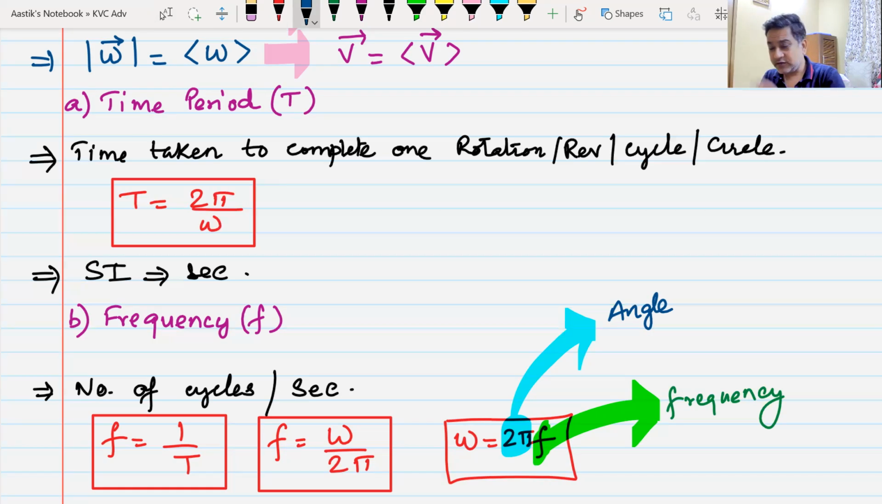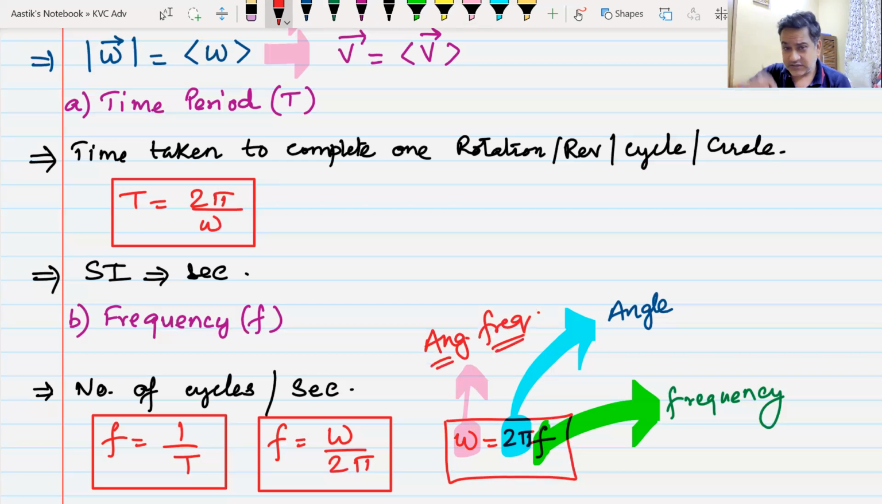Omega is definitely angular velocity in circular motion, but I can also call it by a different name, and that name is right in front of your eyes. What can I call omega? Angular frequency. Yes, we can call omega angular frequency, but not in this chapter, maybe after we are done with circular motion and rotation.